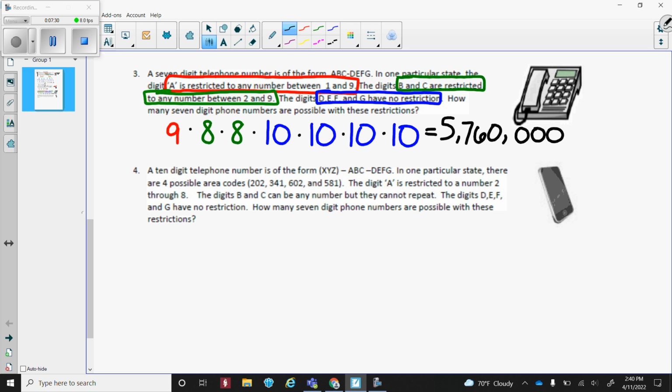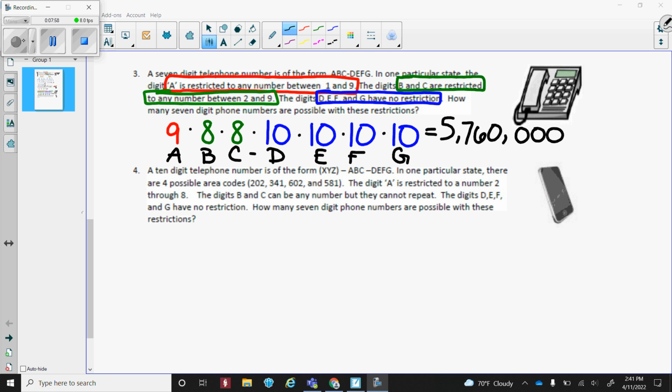Now let's just review where we got all of these from. The 9 came from A. The 2 8s came from B and C. The 4 10s came from D, E, F, and G. So make sure that all of your variables are represented when you're doing this multiplication.